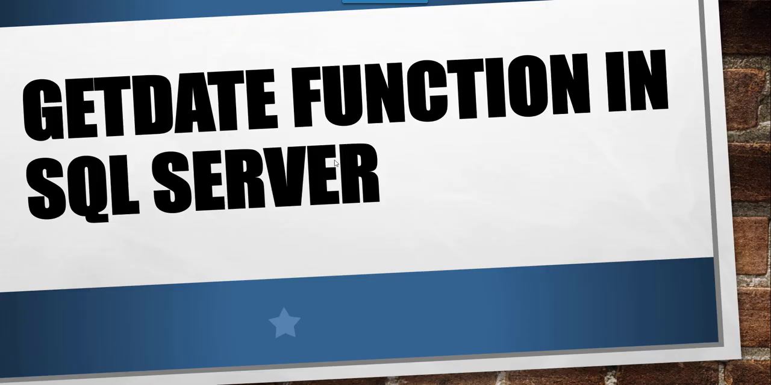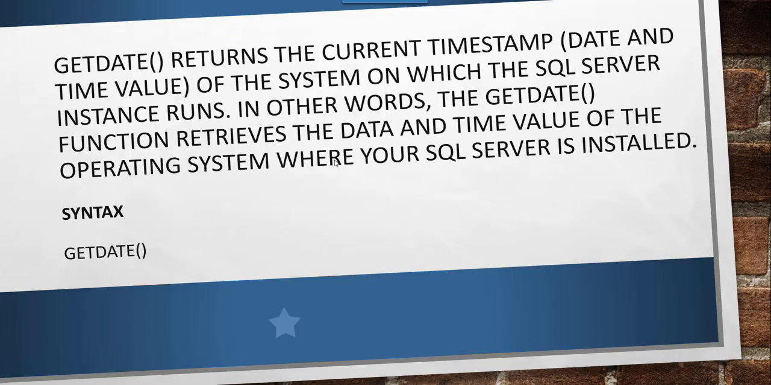Now, before moving to that, if you are very new to SQL Server, just to give you an overview, the getDate function returns the current timestamp, that is the date and time value of the system on which the SQL Server instance is running. It will retrieve the current date and time value. In other words, this function retrieves the date and time value of the operating system where your SQL Server is installed.